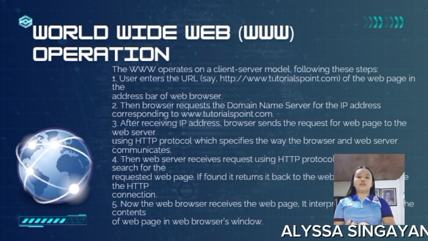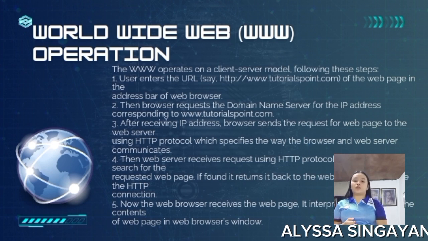First, the user enters the URL, say http://www.tutorials.com, of the web page in the address bar of the web browser. Number 2, the browser then requests the domain name server for the IP address corresponding to www.tutorial.com.